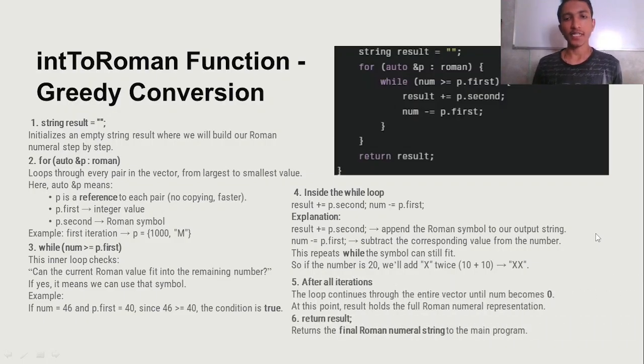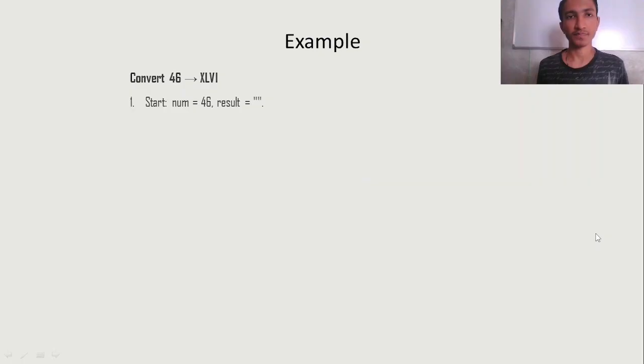After all iterations, the loop continues through the entire vector until number becomes 0. That is the iterative reduction. At this point, result holds the full numeral representation and returns the final Roman numeral string to the main program. Now let's take an example and convert 46 to XLV.